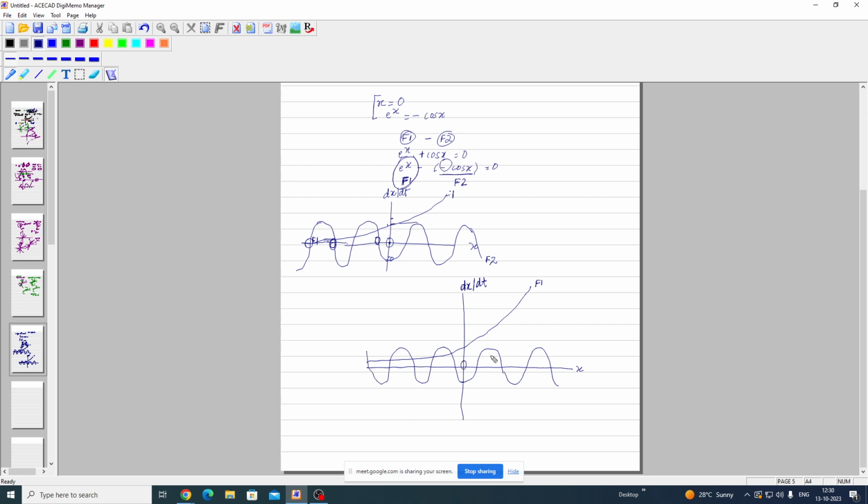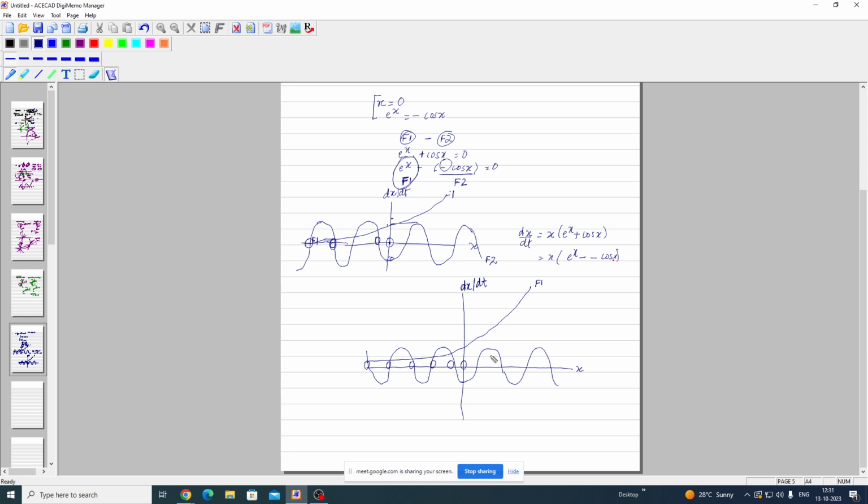So we have one fixed point. Do not forget this fixed point x equal to 0, folks. This is a tricky fixed point, and you'll figure out very soon why. So our equation looks like this: dx/dt is equal to x times (e^x + cos x), which we chose to rewrite as x times (e^x - cos x). Clear?